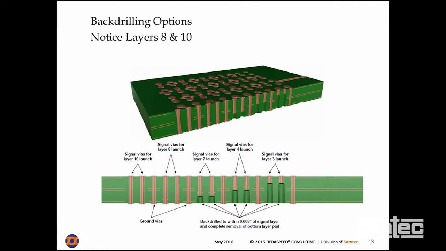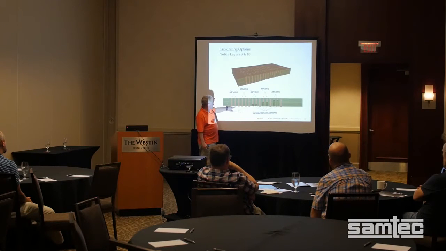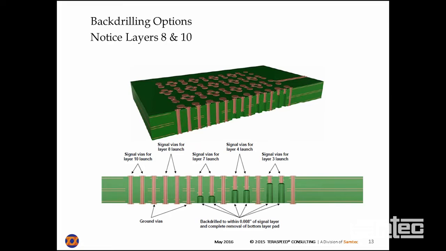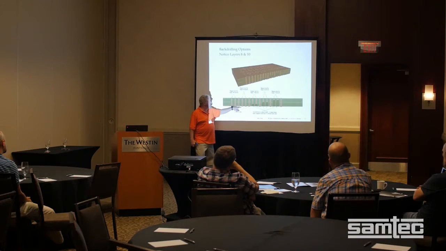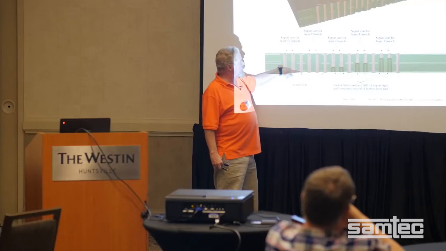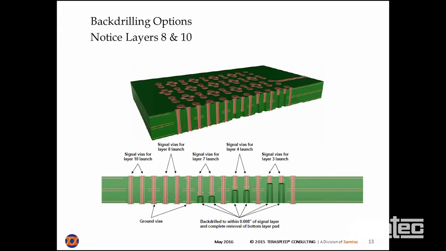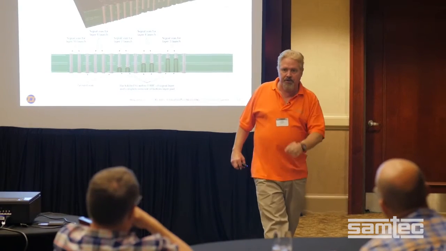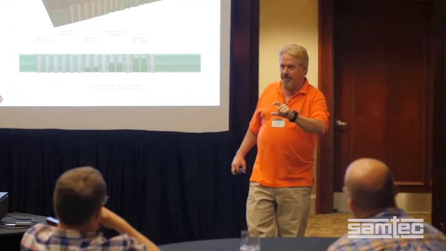And then this is the side. Look, here's your signal vias that go all the way to the bottom. Well, obviously, there's no stub there. Here are signals that, look, they don't go all the way to the bottom, but they go to layer 8. Well, that means the stub's really small. You don't have to back drill. Remember, it's the length of the stub.